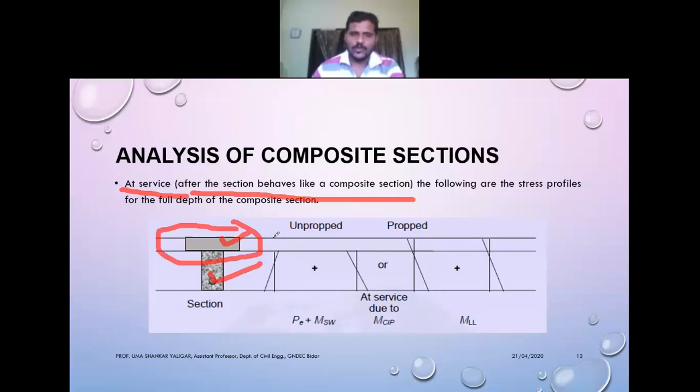The following are the stress profiles for the full depth of the composite section. Once again here, due to the weight of your top flange, you are getting the effective pre-stress plus the moment due to the self weight of the web portion, and at service you will also get the moment due to the cast in place concrete. And here the extra is the live load.